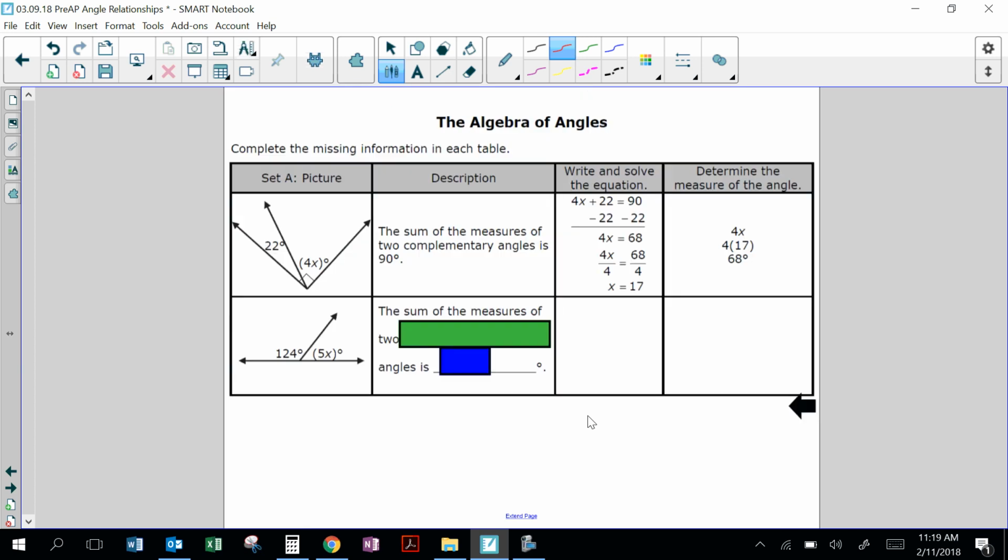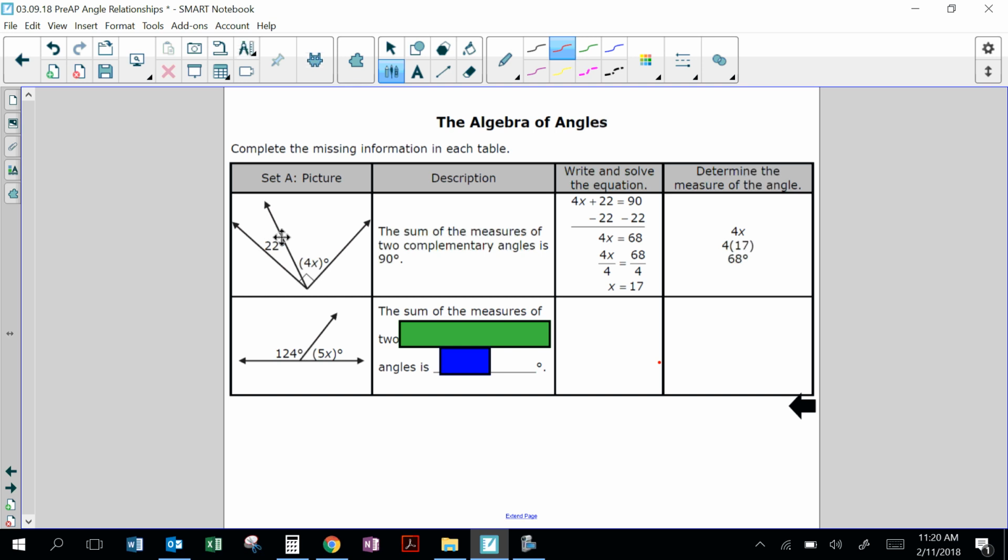The next part of our lesson is learning more about angles, because today is just all about angle relationships. So this is a picture. If you look closely, what type of angle is this? If I had to turn this over, it is a right angle. And can you tell me about a right angle? It adds up to 90 degrees. So we have two angles, an angle that's 22 degrees and an angle that is 4x. The sum of the measure of two complementary angles is 90 degrees.